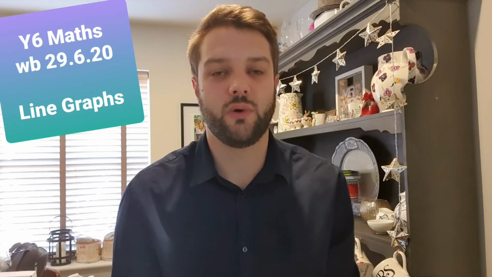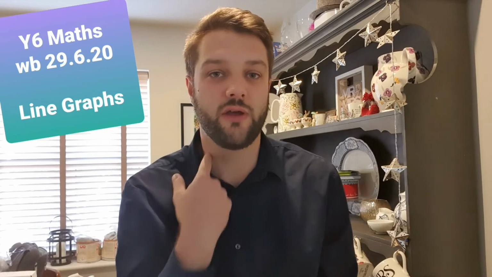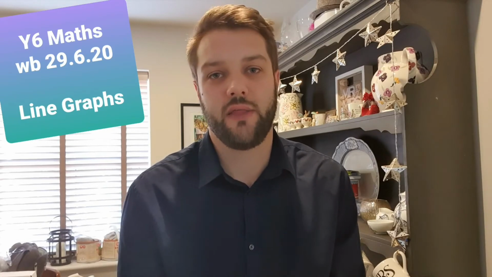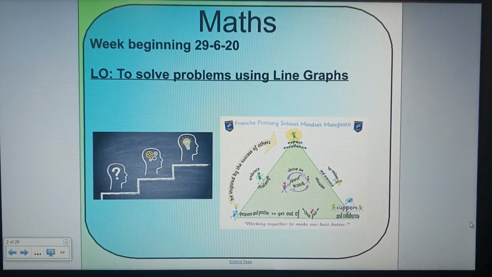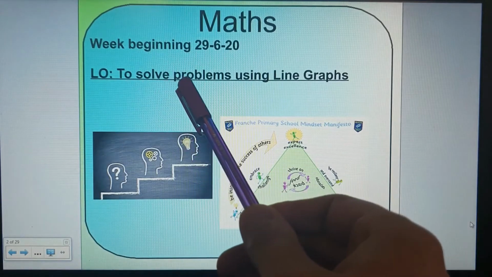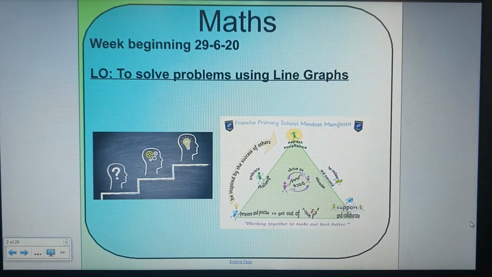Today's maths lesson is all about line graphs, how to use them and solve questions by looking at them. So let's have a little look. For this week, our learning objective is to solve problems using line graphs. We are still focusing on this growth mindset. A lot of the problems are going to need some critical thinking and taking your time and reading through the problem to really get to a sensible answer.